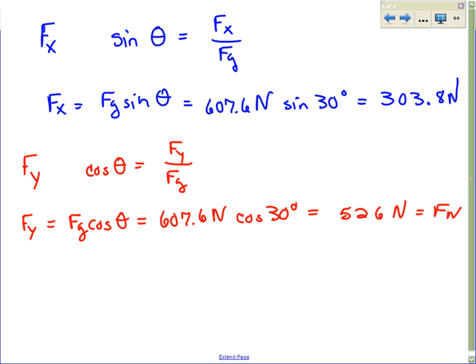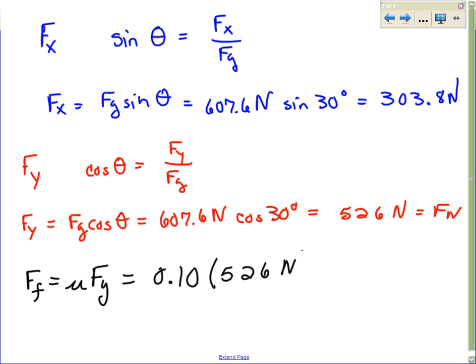Our next step in this problem is to find our frictional force. And our frictional force is equal to the coefficient of friction times Fy. Coefficient of friction in this problem is 0.1, and Fy is equal to 526 newtons. So my frictional force is 52.6 newtons.